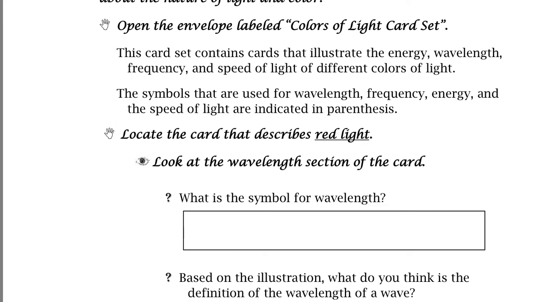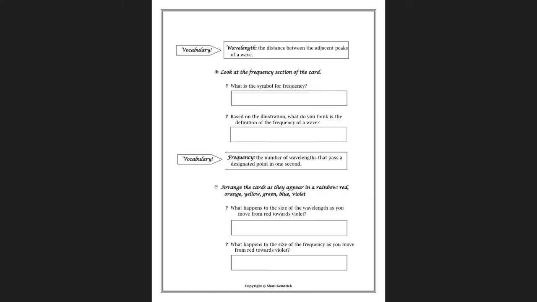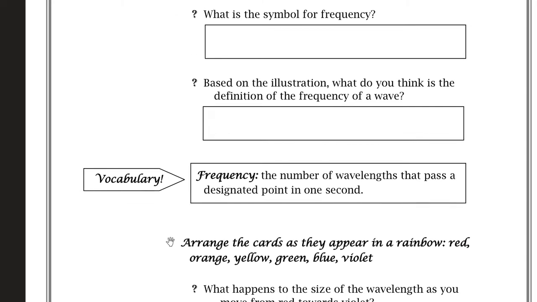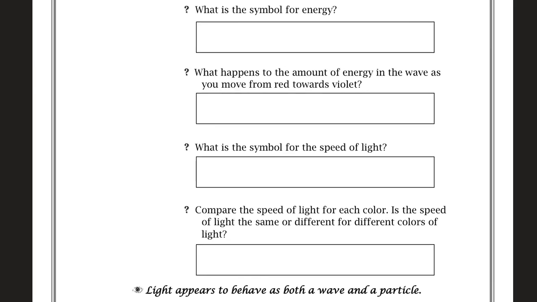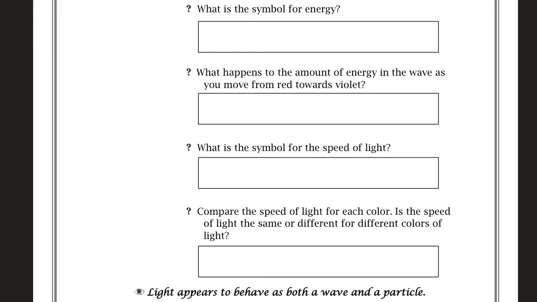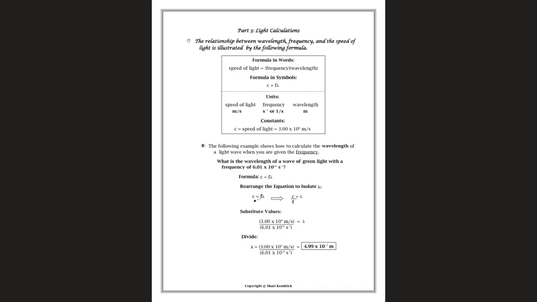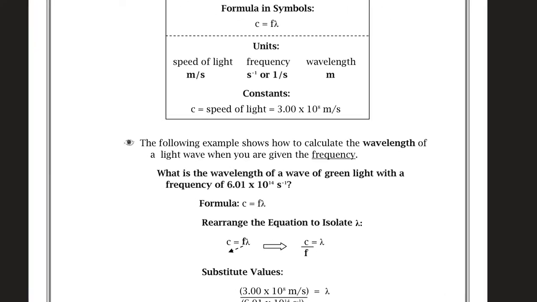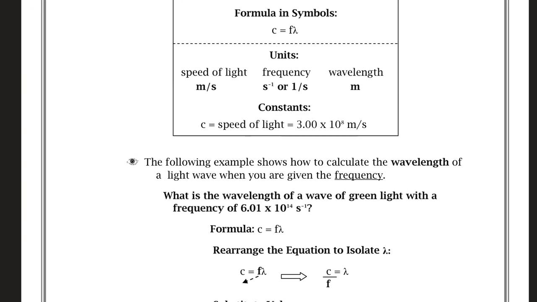You'll locate the red card, and then just answer the questions based on these cards. All right, and then you go ahead and do this one. You go ahead and do that. This is all using those cards. And then you've got your formula for calculations. So go ahead and pause this video and use those cards to answer the questions we just skipped past. Then we'll start part 3.